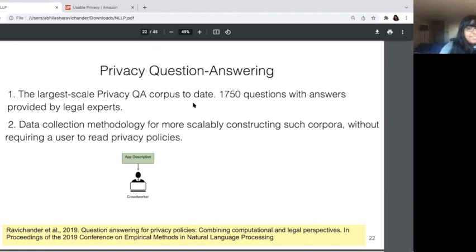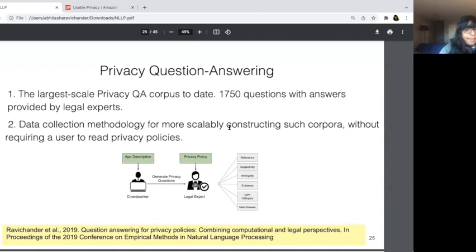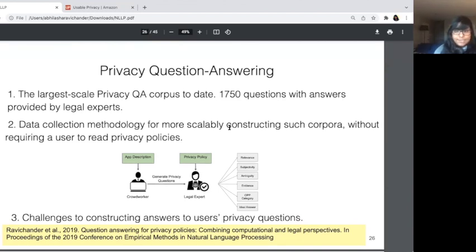So without reading the privacy policy, crowd workers generated privacy questions, and legal experts then produced answers for these privacy questions. I'm not going to go into too many details in the interest of time, but what we found broadly was that this allowed us to get a better understanding of the types of questions users may ask and how they would ask them. And we saw that the current state-of-the-art NLP methods like BERT were considerably behind human performance at answering these questions. And our paper describes more aspects of why this problem is so challenging.